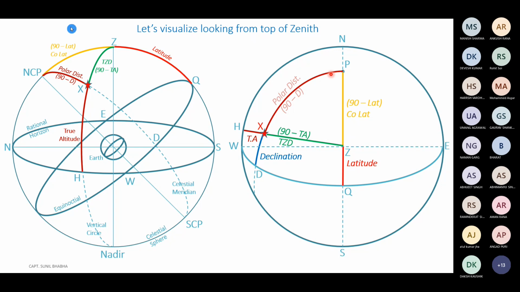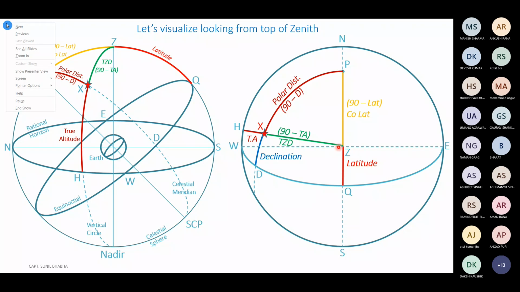The arc which is highlighted in maroon color now will be 90 minus declination, and it is the polar distance of the body. You can correlate it to the celestial sphere diagram also. You see, D to X was the declination. X to P is the polar distance, which is 90 minus declination. So you can see now all the three sides of the PZX triangle shown in the rational horizon plane.